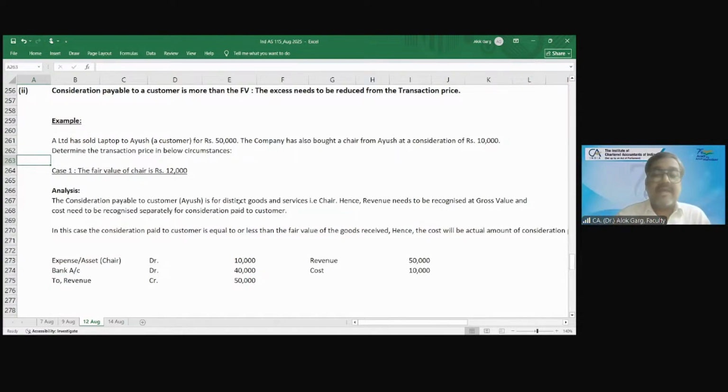In that case, you need to see two things. If the consideration payable to a customer is equal to or less than the fair value of the goods and services received, then whatever consideration you have paid has to be recognized as a cost of the goods and services received, right? But if you have paid extra, it means you have passed on the discount to the customer. In that case, whatever you have paid extra will be reduced from the transaction price of the goods and services sold to the customer.